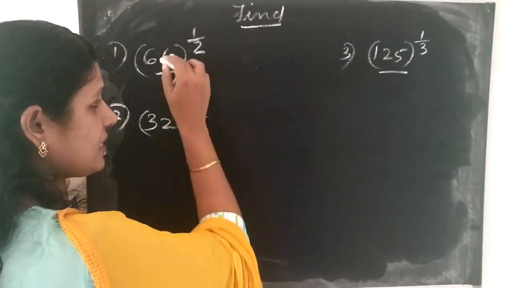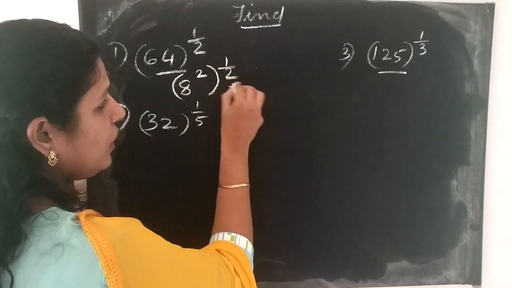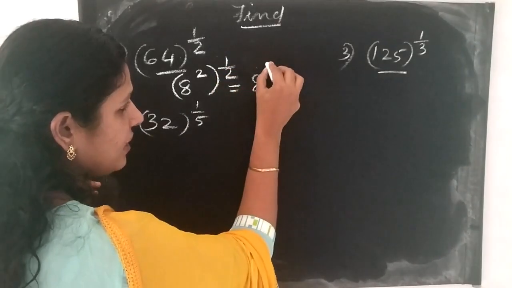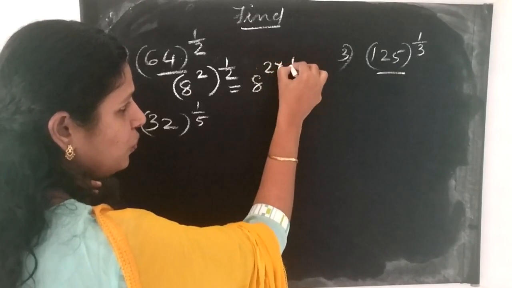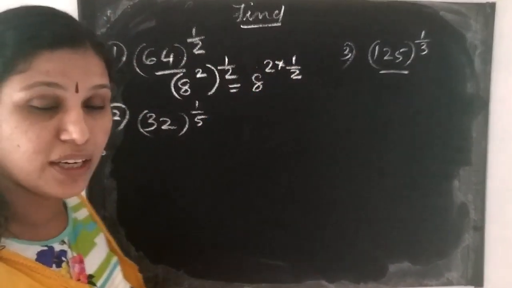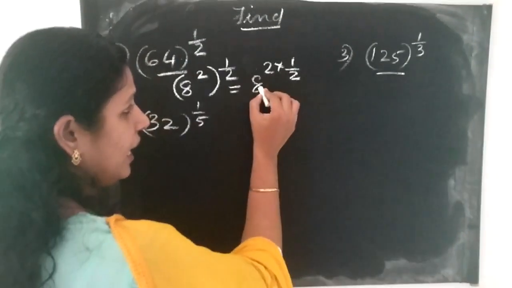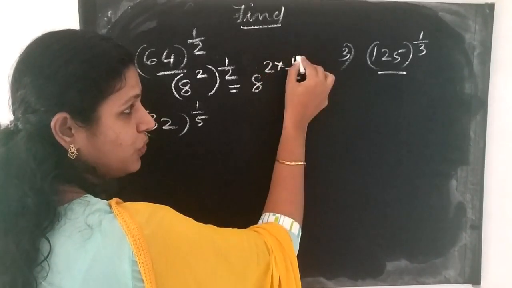So we write 64 as 8 square, raised to 1 by 2. Now we can write this as 8 raised to 2 into 1 by 2. That is (a raised to m) the whole raised to n. That is what? A raised to m into n. So we write 8 raised to 2 into 1 by 2.